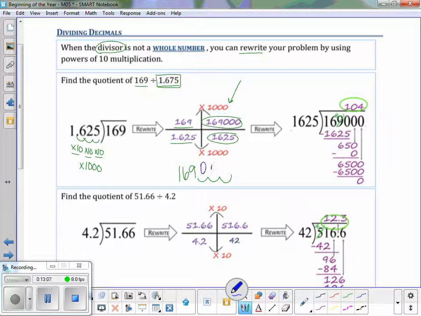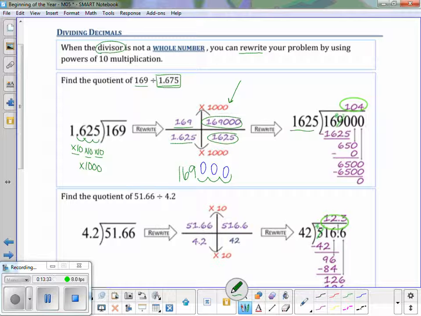That's how I end up with 169,000. Do you guys have any questions about that? Okay, so now I have a problem where my divisor is a whole number. I'm going to go through all the steps that I need to take in order to solve this problem. I'm just going to do this like long division, just like I did the problems that you guys did on the other page.